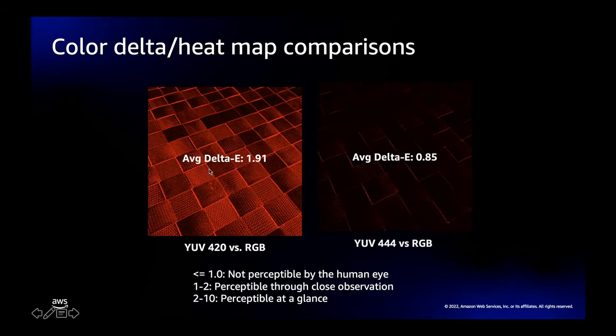And as you can see here, if we compare the delta E, which is a standard measurement of the difference between input color and the display color, you can see that with 420 you have an average delta of close to 2, which is perceptible to the human eye, versus once you enable YUV 444, you get 0.85, less than 1, not perceptible by the human eye.